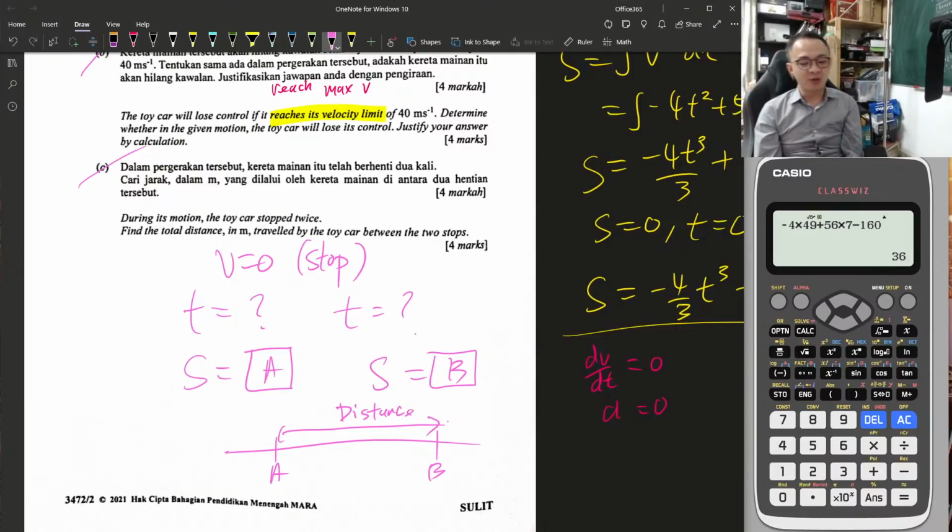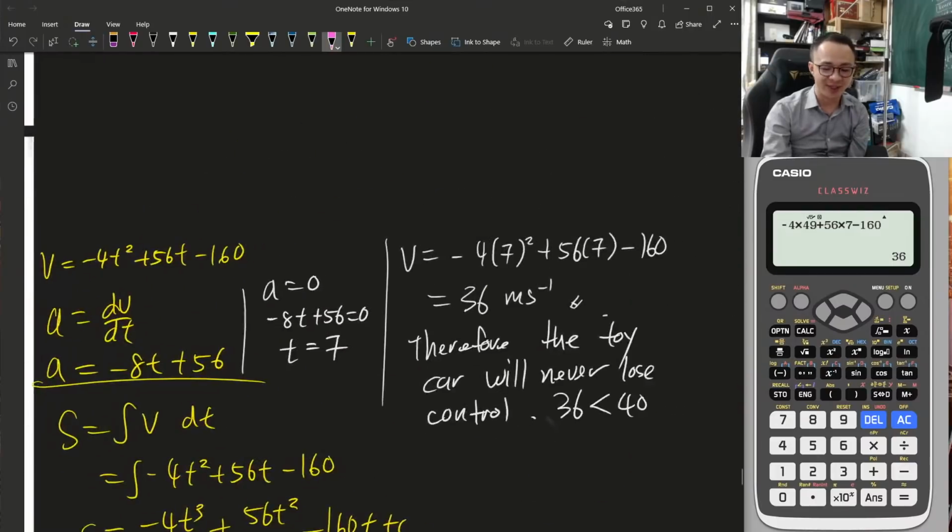So the question wants to know the distance from A to B. What we want to do now is make V equal to 0 to find the two times, and then substitute into the displacement equation to get two displacements, or two locations. Then with locations A and B, I can easily find the distance between them. Get the overall idea? Then let's do it.